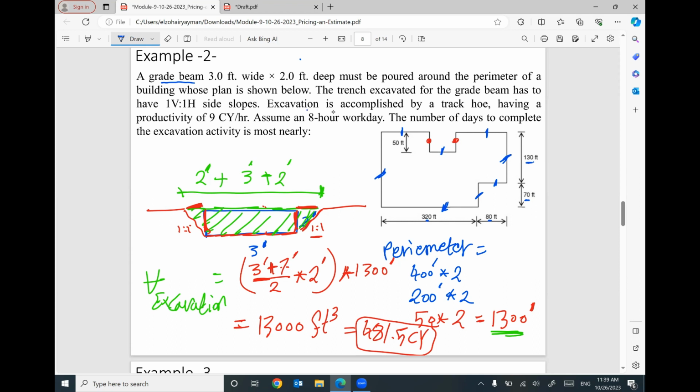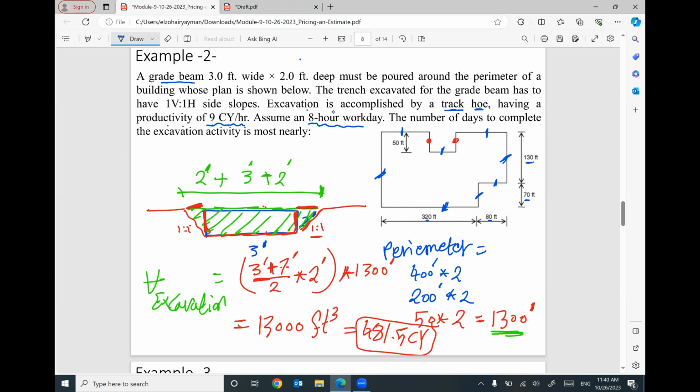The excavation will be accomplished by a track hoe having a productivity rate of 9 cubic yards per hour. The equipment that I'm going to use can excavate 9 cubic yards per hour. Assume we have an 8-hour work day. Per day, we are going to work 8 hours, 8 to 4. How many days are needed to complete this excavation?